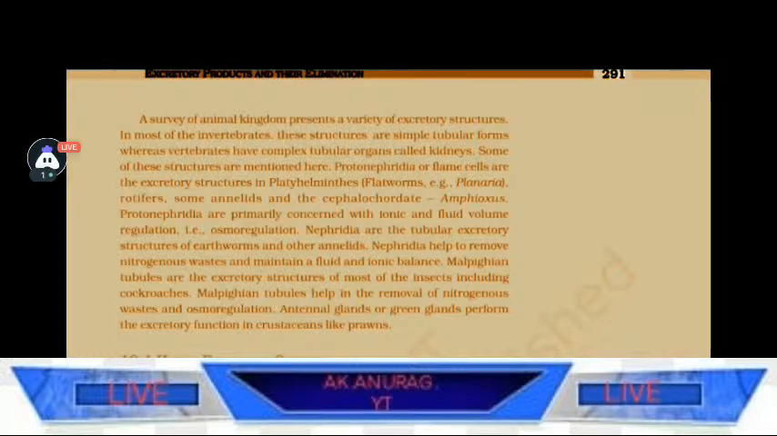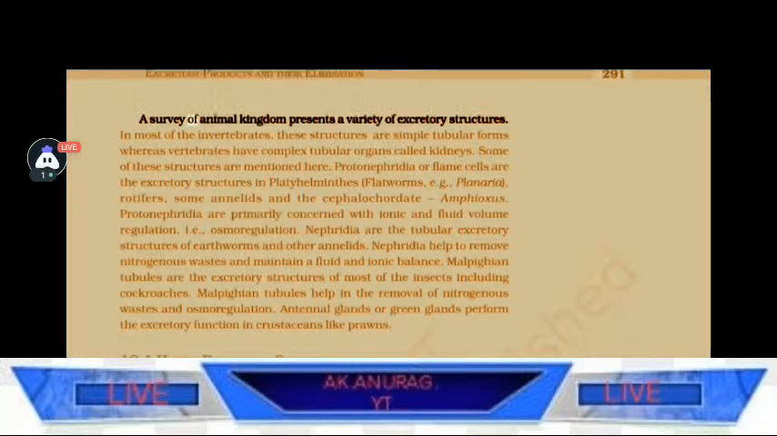A survey of animal kingdom presents a variety of excretory structures. In most of the invertebrates, these structures are simple tubular forms, whereas vertebrates have complex tubular organs called kidneys. Some of these structures are mentioned here. Protonephridia are primarily concerned with ionic and fluid volume regulation, i.e., osmoregulation.